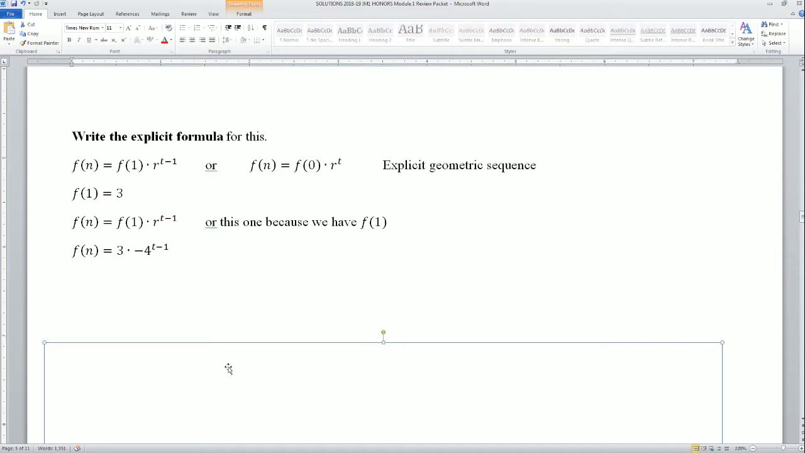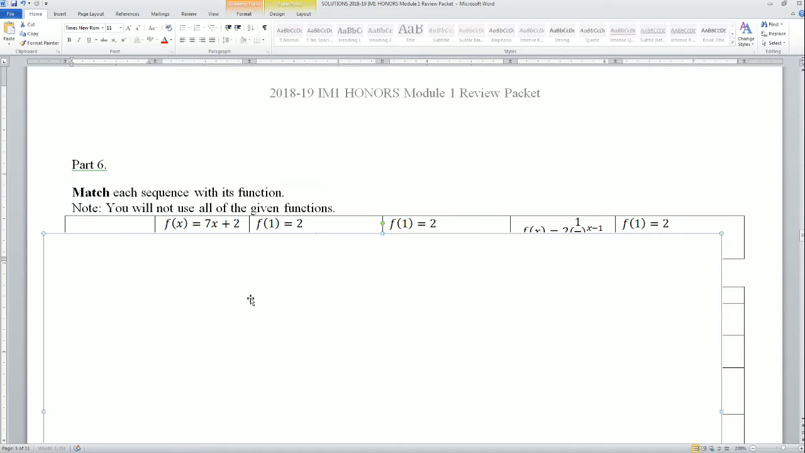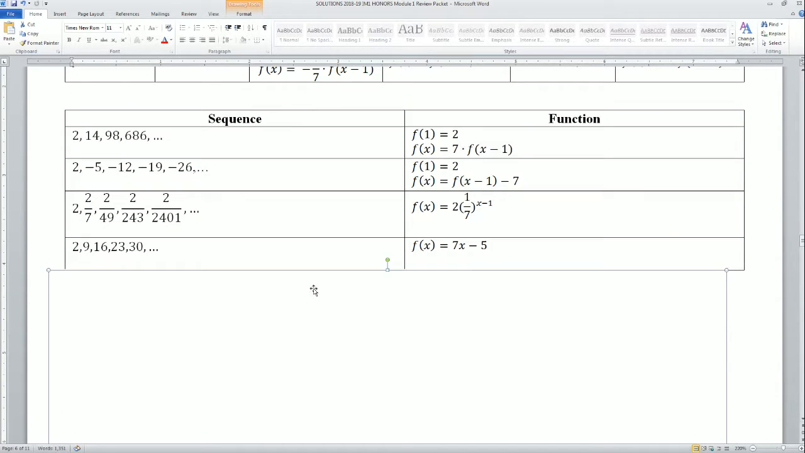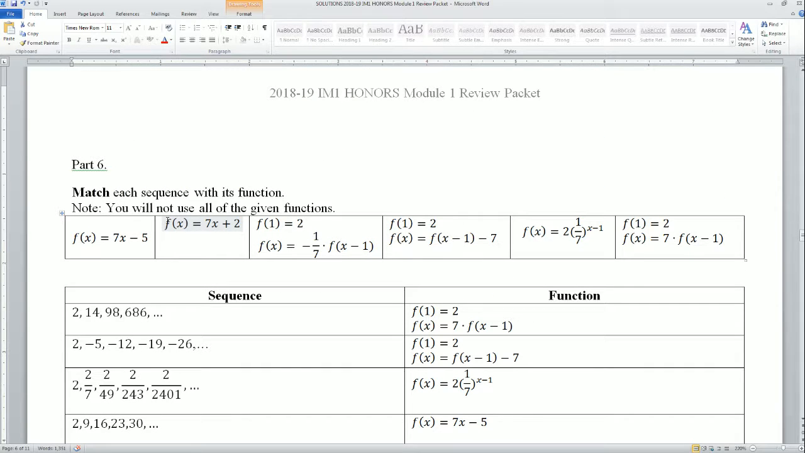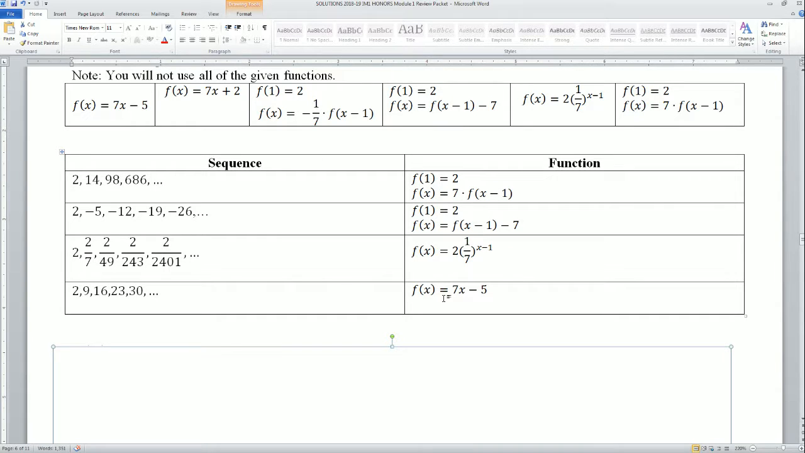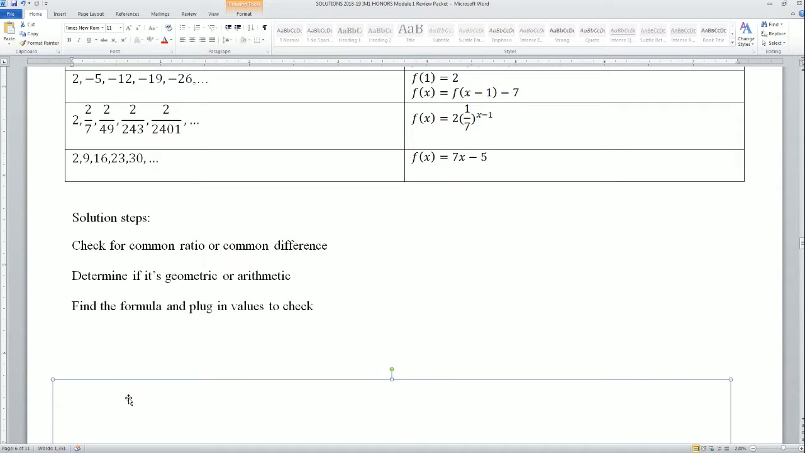Okay, good. Alright, let's look at part 6. Here it says to match each of the following sequences with its function. Notice that you're not going to use all of the given functions. I have 1, 2, 3, 4, 5, 6 different functions with 4 sequences. I'm going to be displaying the answer here. I'm not going to be showing it in detail, but I'm going to go over the solution steps.